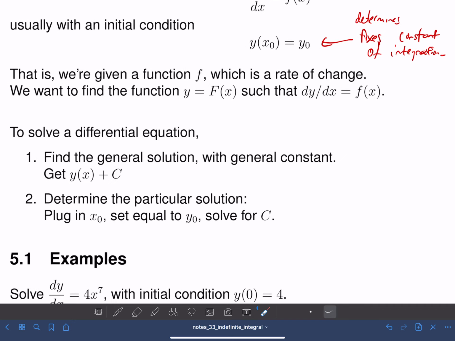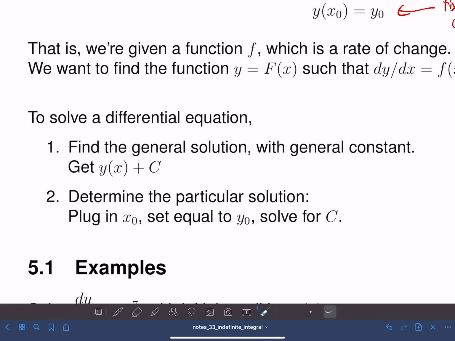So to solve a differential equation, it looks like a two-step process. One, find the general solution. Fine. We'll just antidifferentiate. Okay, and that gets you your y of x. And then the second step, if you're given an initial condition, which you probably are, you plug in your x naught into your y of x, the function that you found in step 1, set it equal to y naught and solve for c. I think that'll make sense after we do a couple of examples.